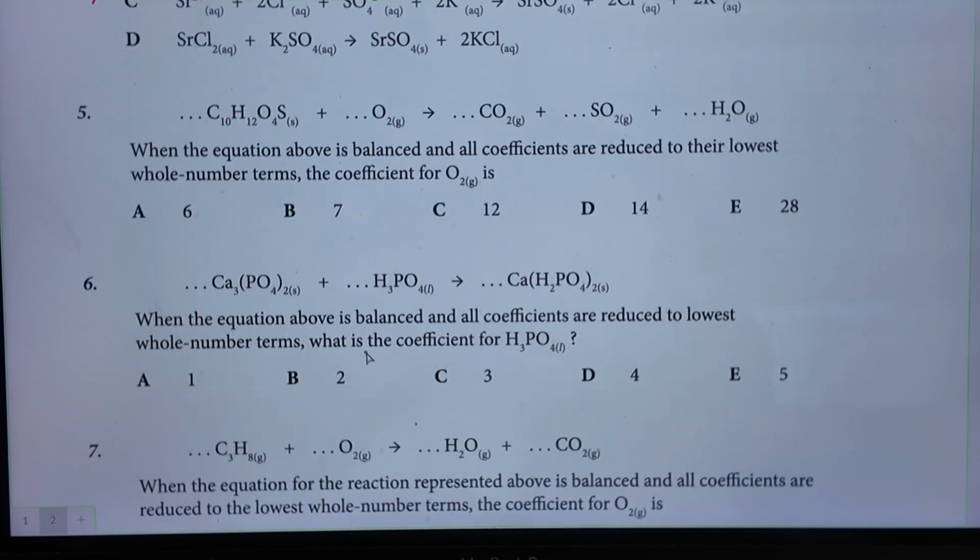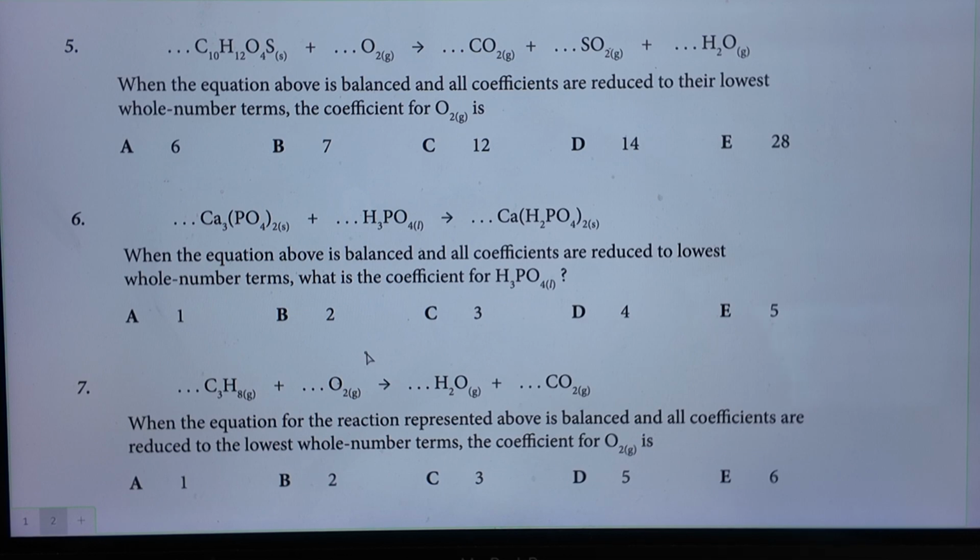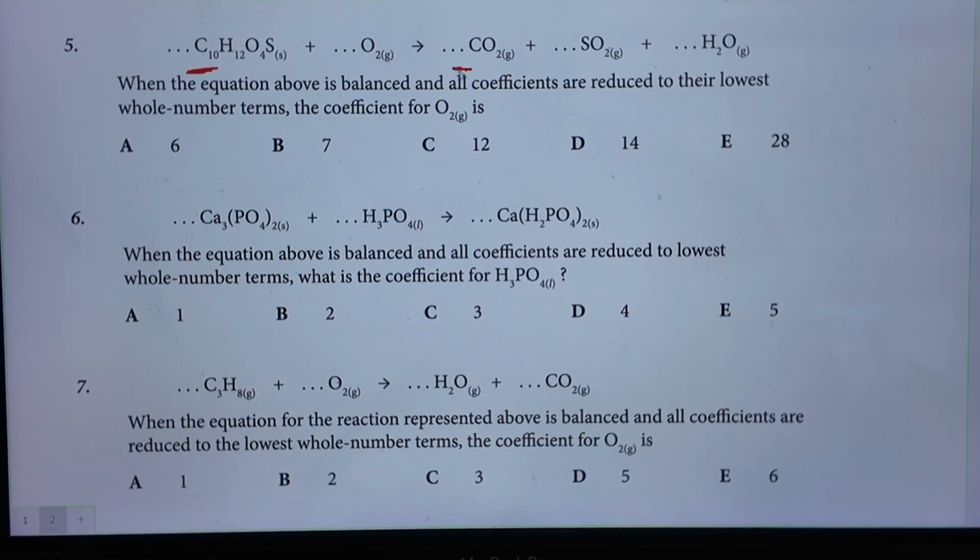Okay, next question. This question says, when the equation above is balanced and all coefficients are reduced to their lowest whole number terms, the coefficient for O2 is, oh, so you're just balancing this equation. So first, let's balance C. So here we have 10C, right? But we have 1C here. So this would need to be 10, right? And then there's O2 here, O2 here, and O2 here. So there's O here and here.